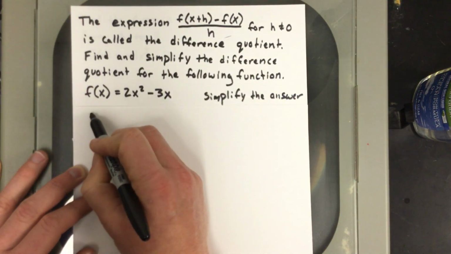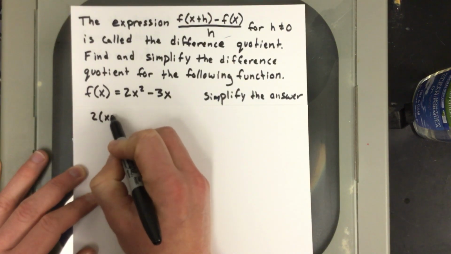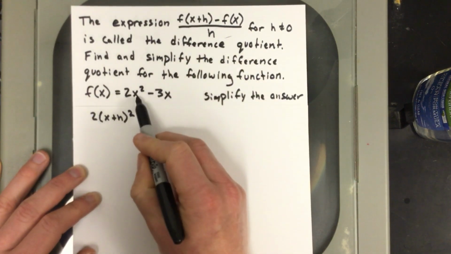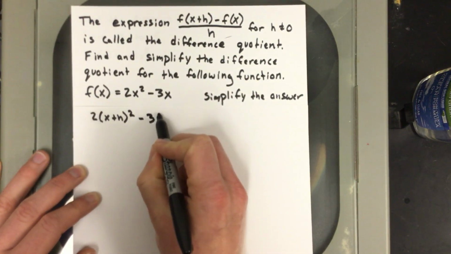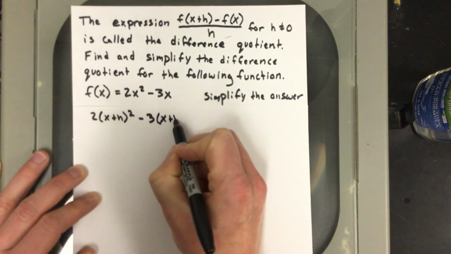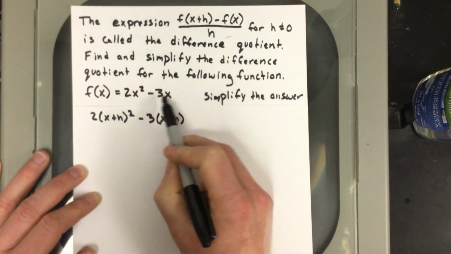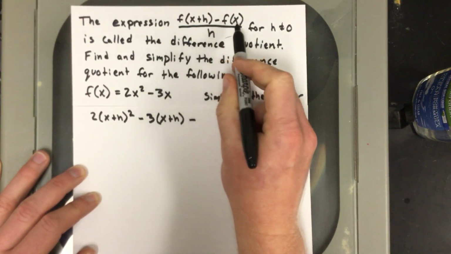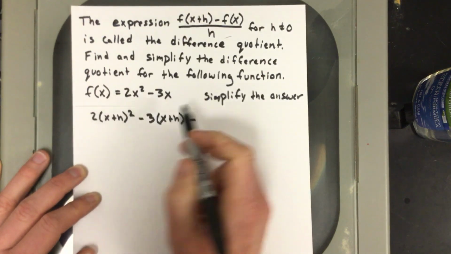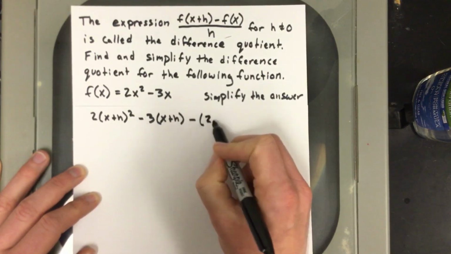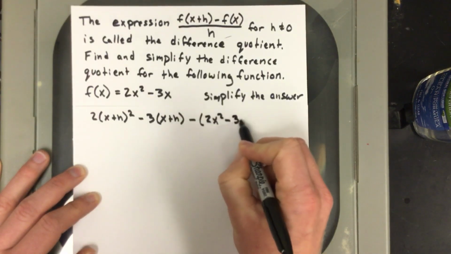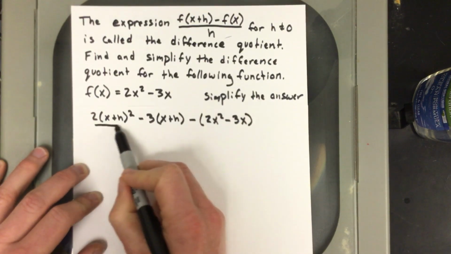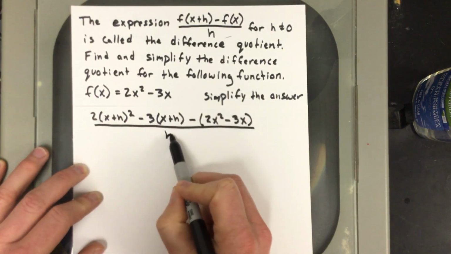So I'll say 2 times x plus h squared, because I'm taking the x plus h and plugging it in for x, minus 3 times x plus h, right, because I'm plugging this into both x values there. Then I'm going to say minus f of x. Well, f of x is just this function, so I'm going to say minus that function there. So I got to put it in parentheses so I make sure I subtract the whole thing. And that should be all over h. So this is all over h.